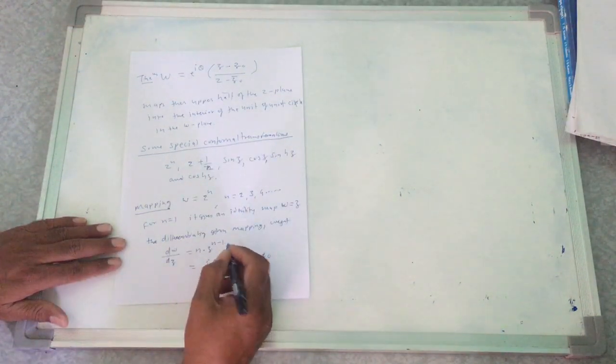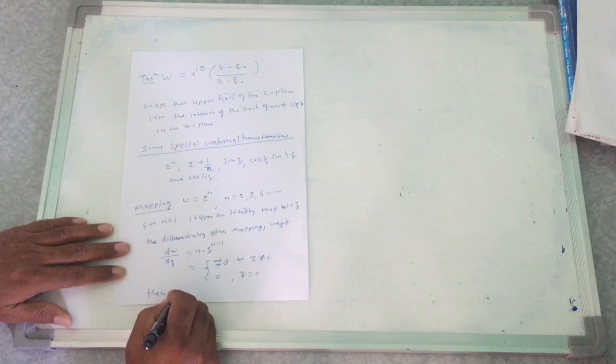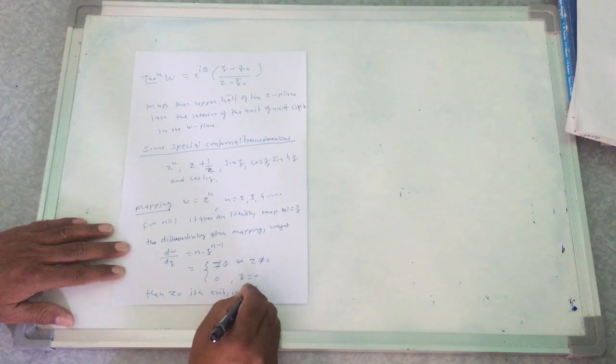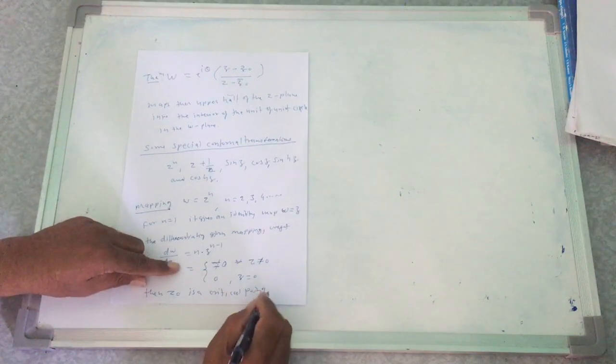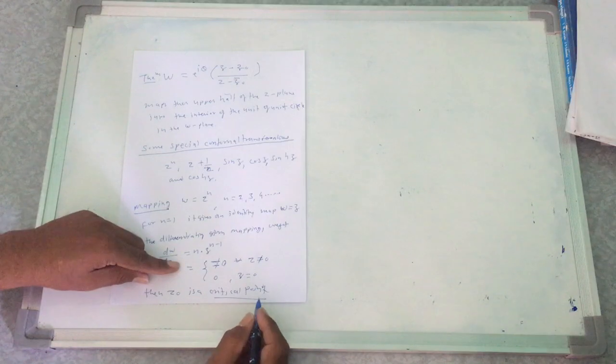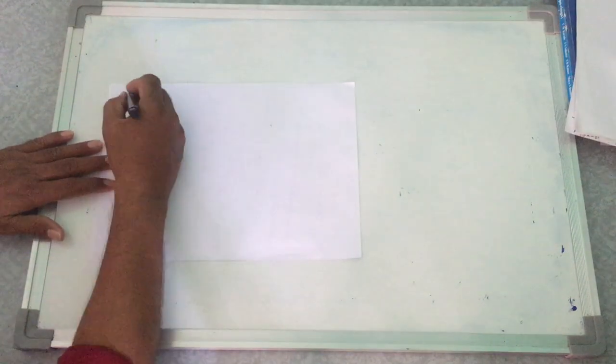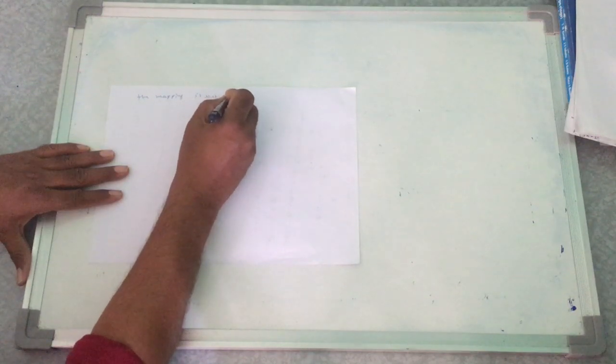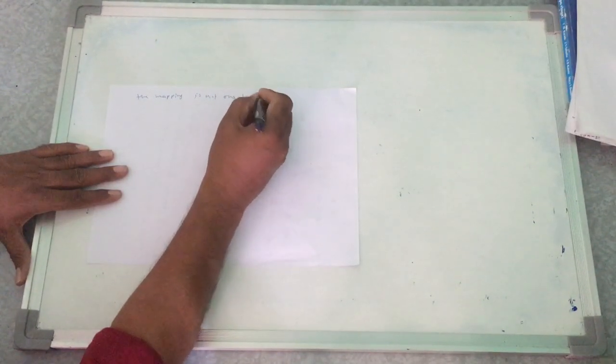Then the point z0 is a critical point, and the mapping is not 1 to 1.